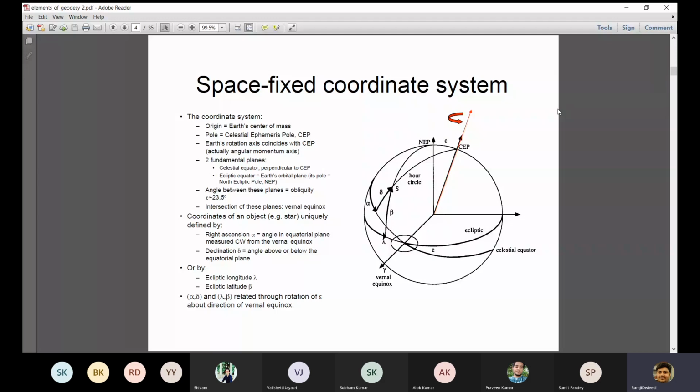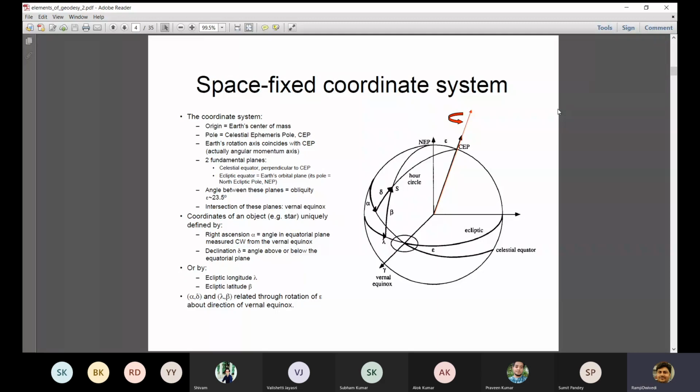So please remember, we have studied the earth fixed coordinate system, that is for terrestrial purposes. This space fixed coordinate system is required so that you could define the coordinates of the satellite in this frame. Please remember, this space fixed coordinate system is defined for the so-called observation or location of the stars in the sphere. This is the so-called celestial sphere.